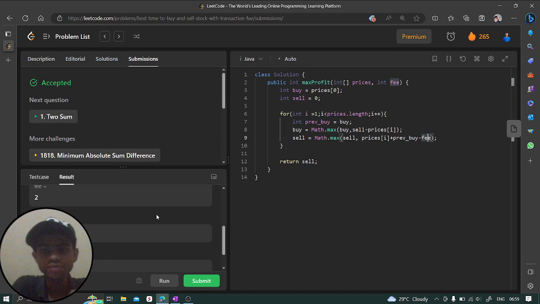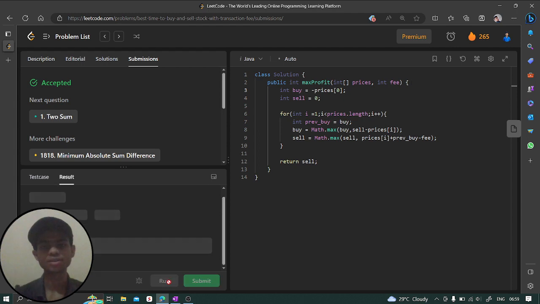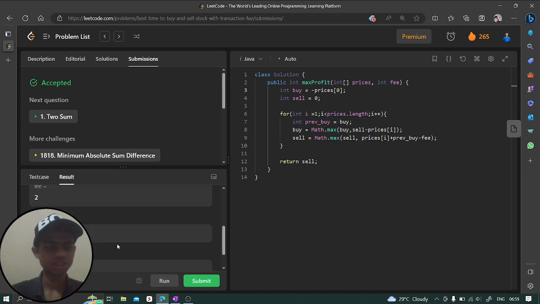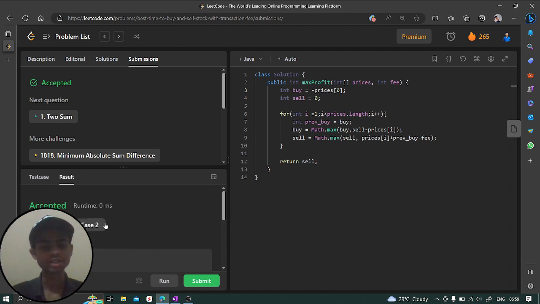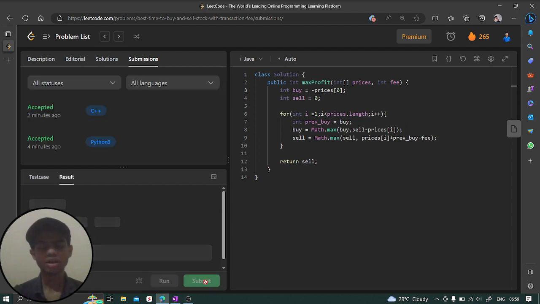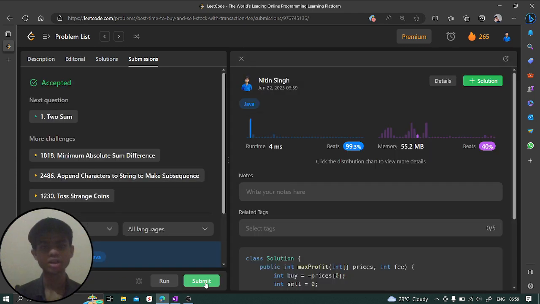All right, so now let's see what we have done wrong in this particular loop. First of all, we haven't used the minus thing. We have to say minus price of 0. Now let's run this code. All right, so you can see guys, both test cases passed. So let's try to submit this code as well. You can see guys, it successfully got accepted.